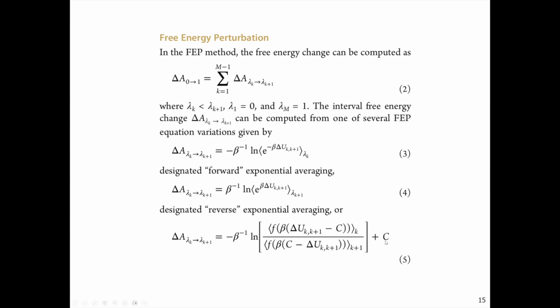What you essentially do is you choose this value of C, which makes this leading term equal to 0, so the numerator and denominator are equal to 1, so we take the log of it at 0, and that comes out to be your Bennett acceptance ratio best estimate for the free energy.